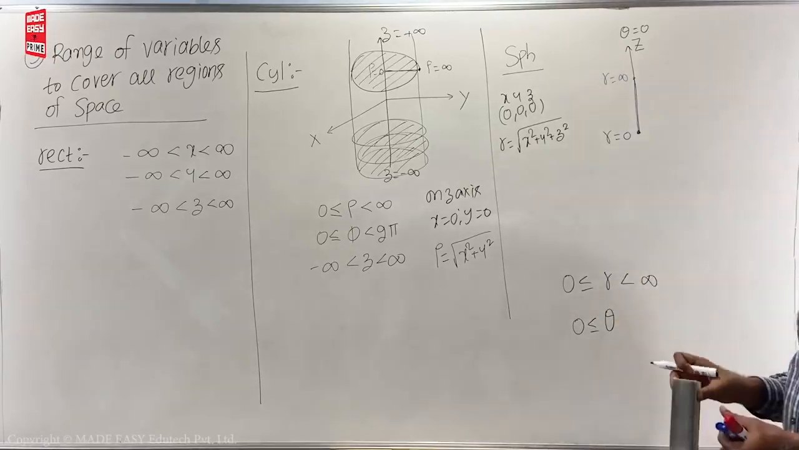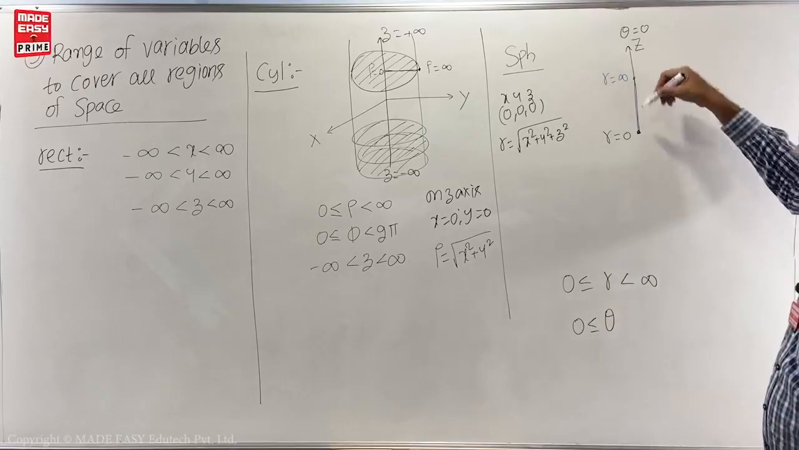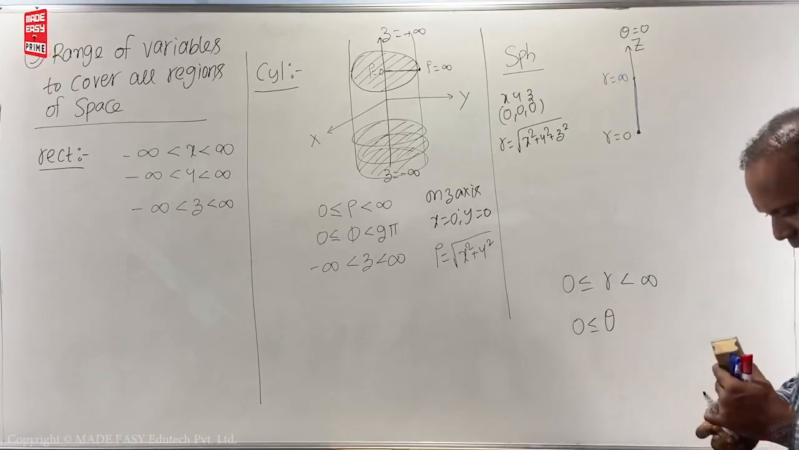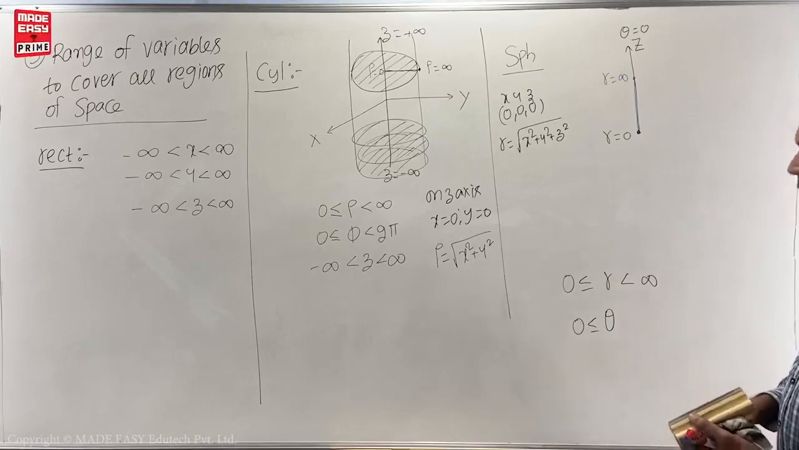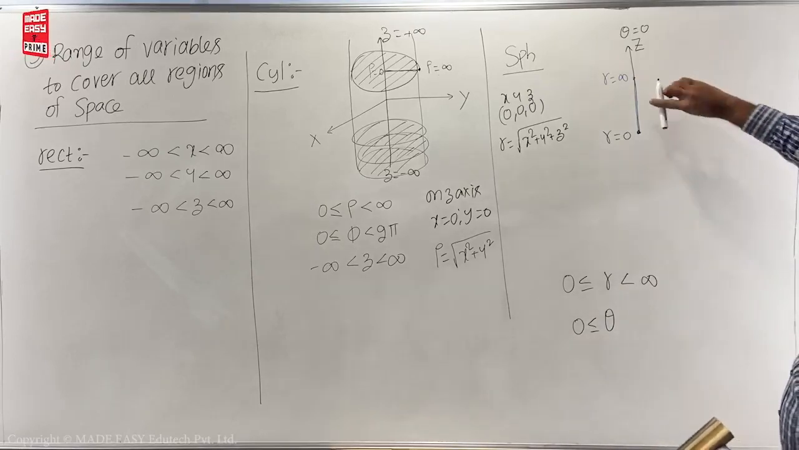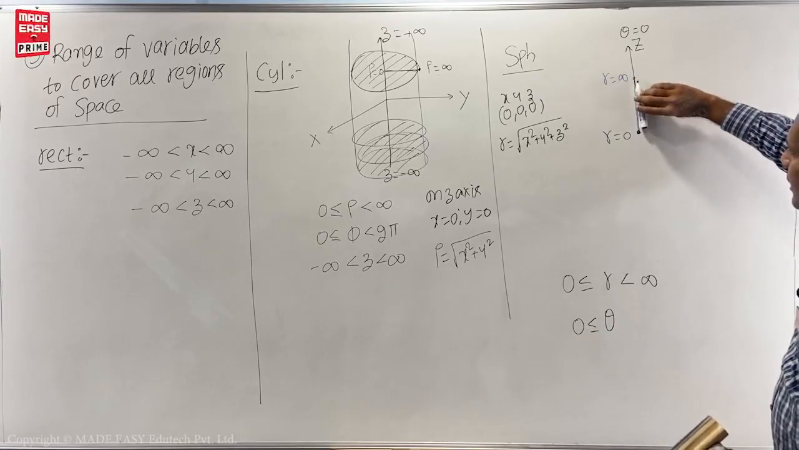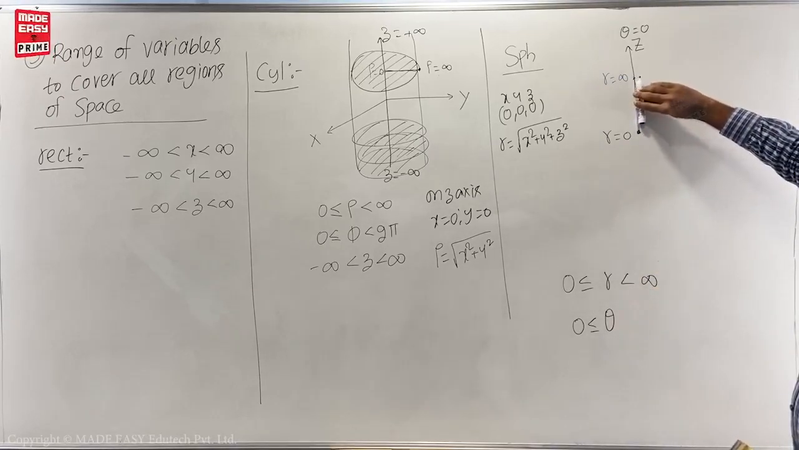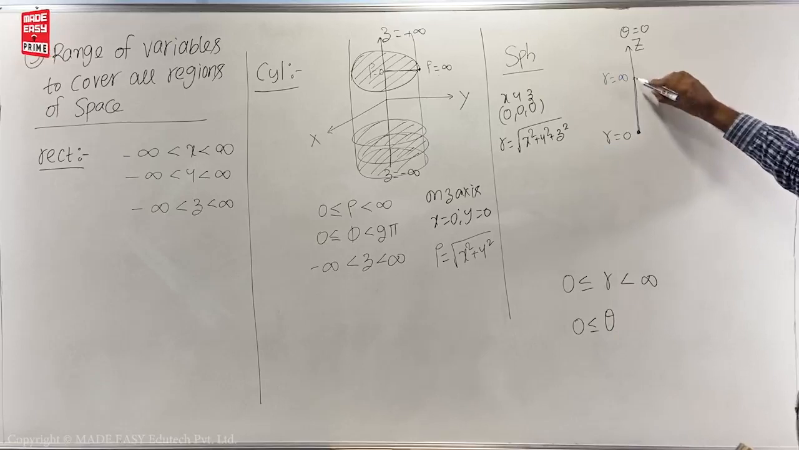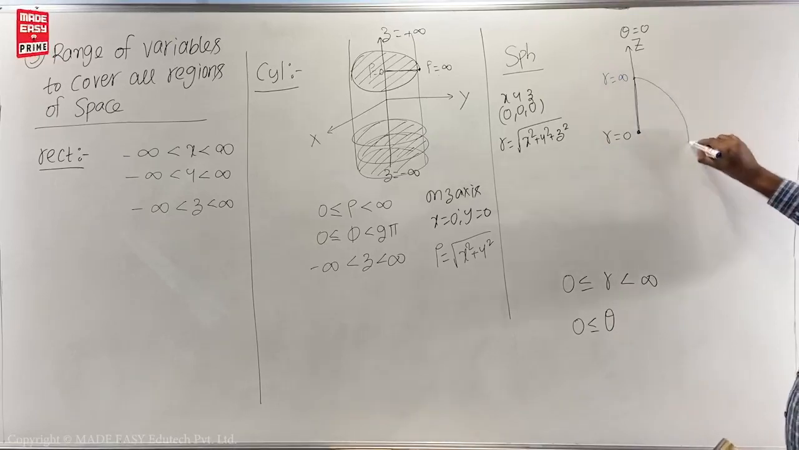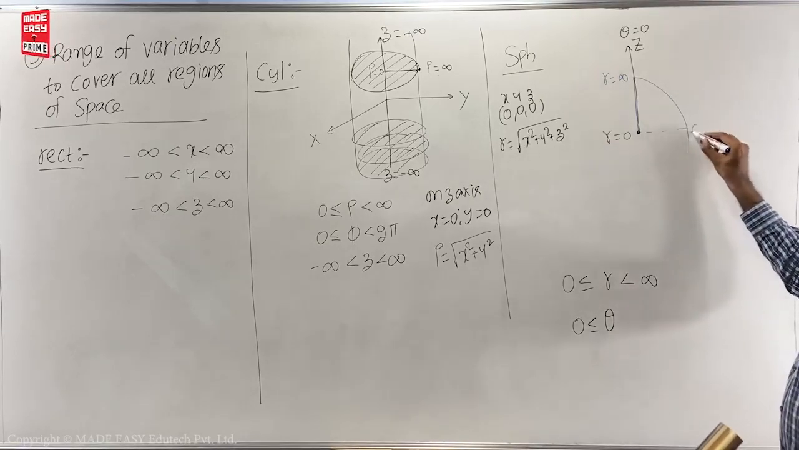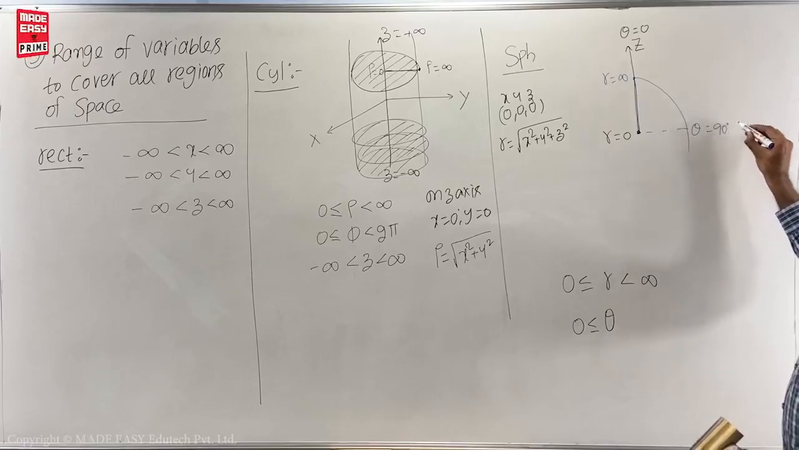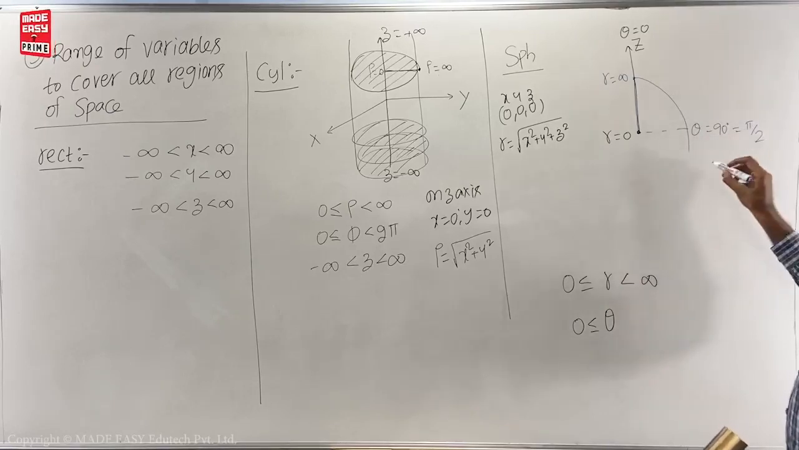This vertical angle is 0 for the z axis. Now if I take this radius line of infinite length and rotate it like this, then the vertical angle is increasing. For example, here the vertical angle theta is 90 degrees, that means pi by 2.